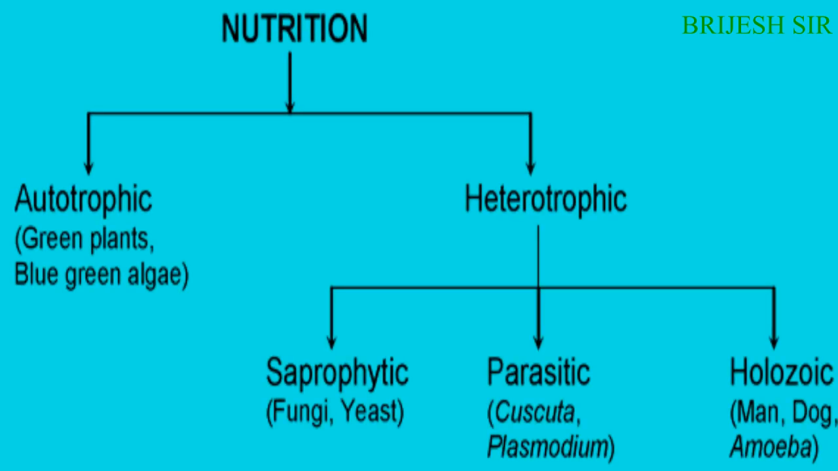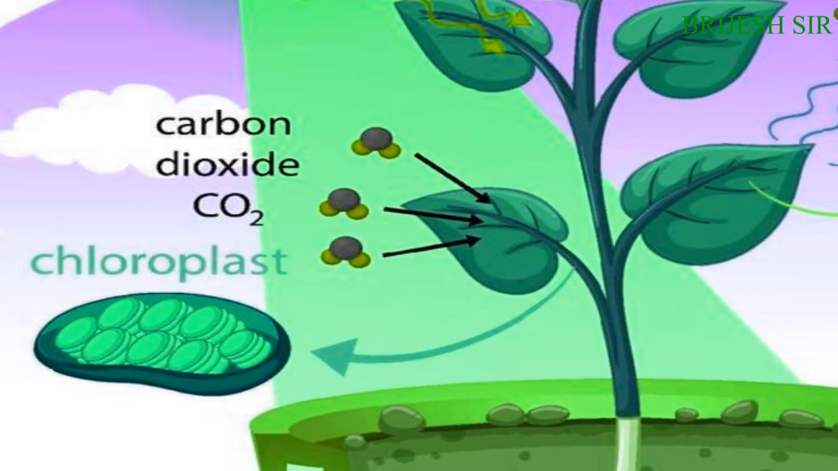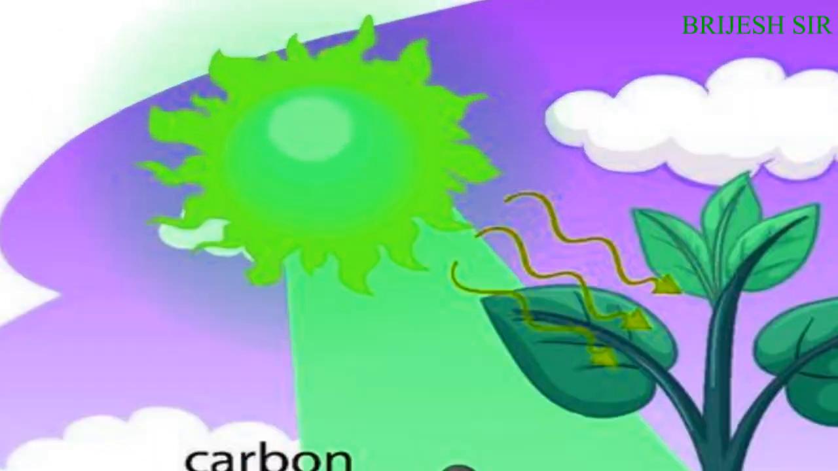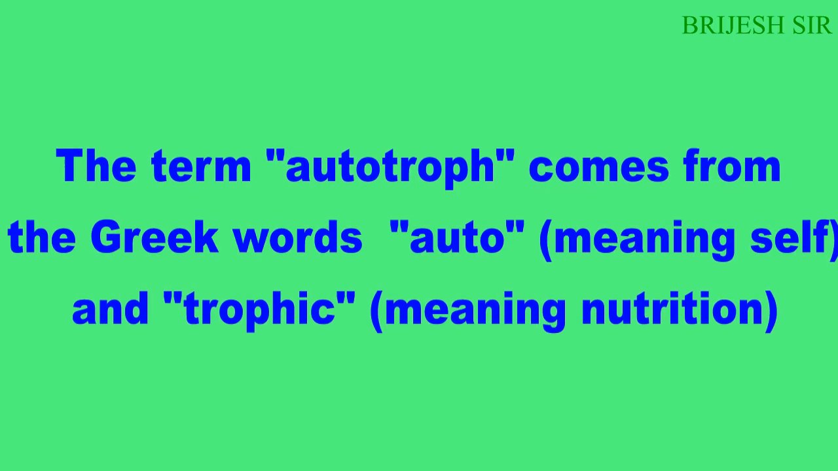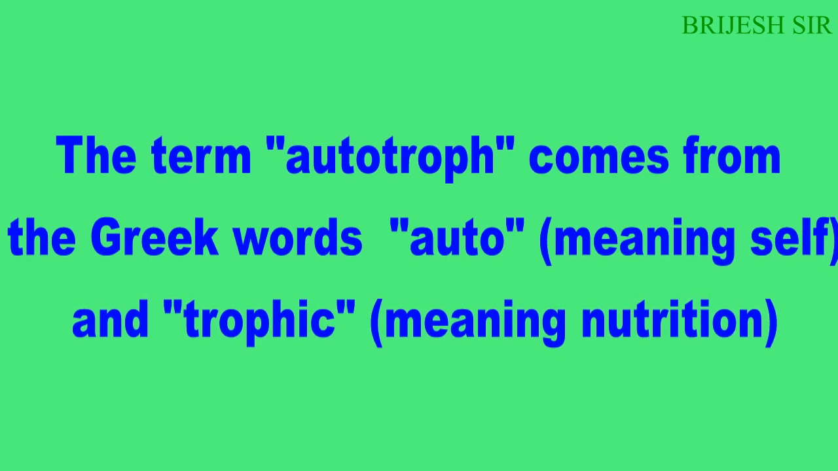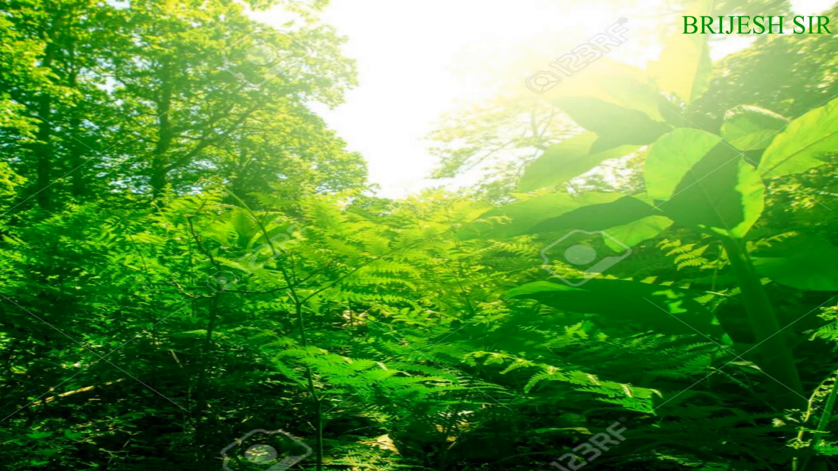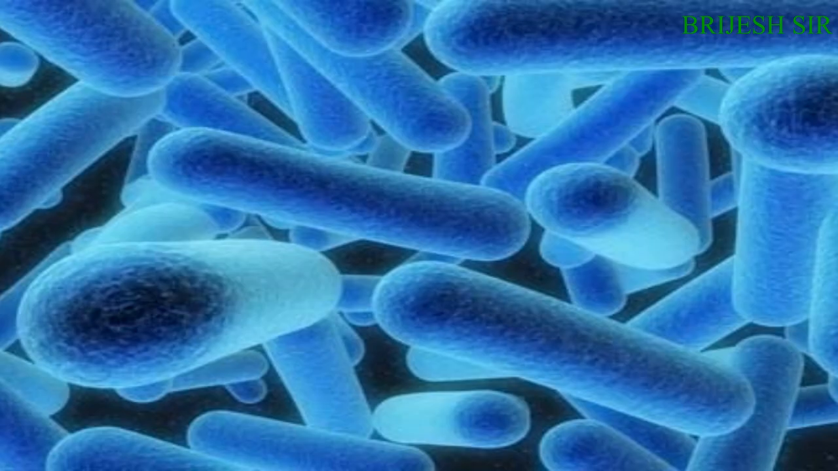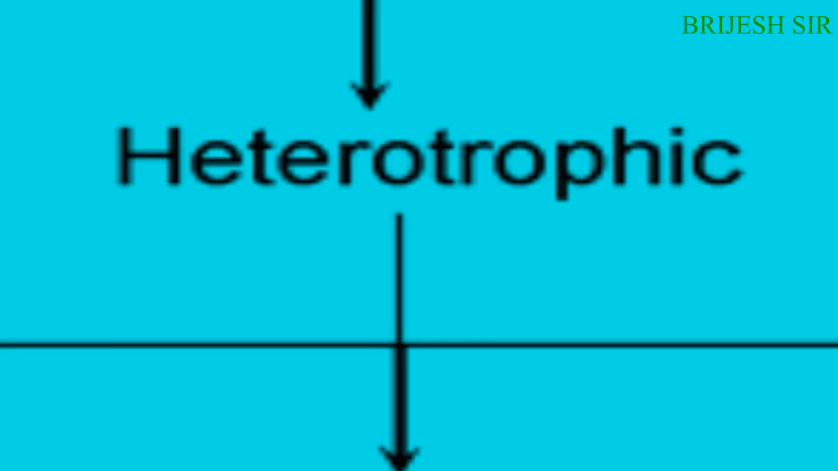Types of nutrition. There are two main types of nutrition. First, autotrophic nutrition. In this mode, organisms make their own food from inorganic materials using energy, usually from sunlight. These organisms are called autotrophs. Auto means self, troph means nutrition. For example, green plants and Ferrobacillus, an iron oxidizing bacterium.